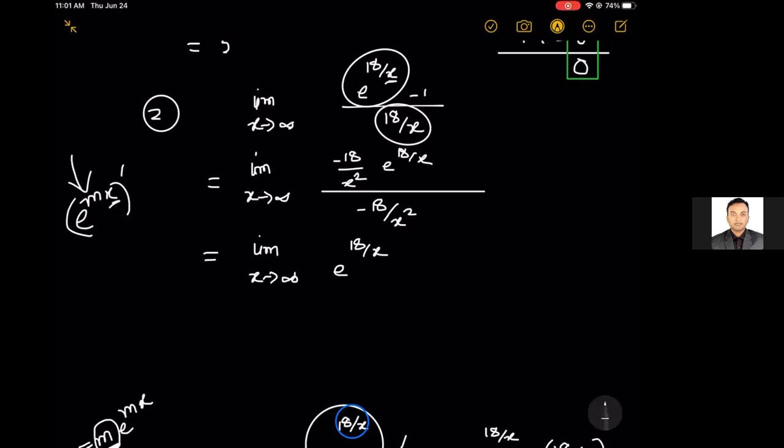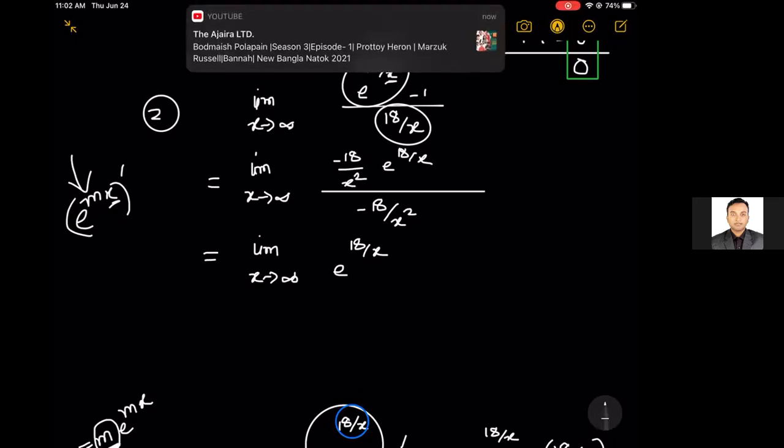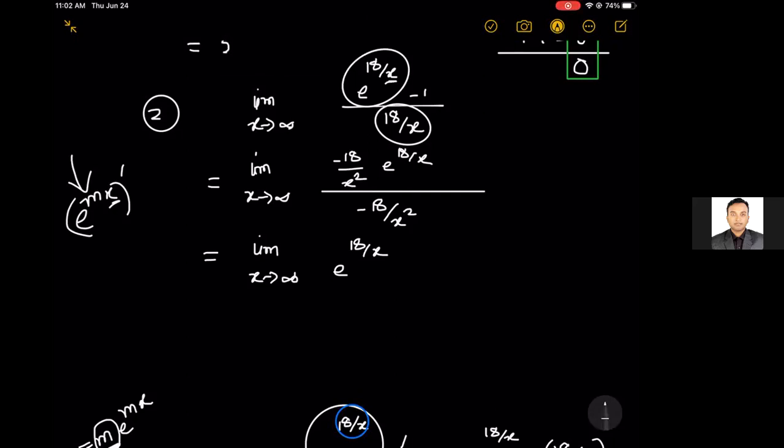Do you agree? Don't trust me, okay? Cross-check it. Do you agree with this in the first place? Yes. Okay, thank you. So now again, obviously we need to plug in the value and check whether we have one of those indeterminate forms or not. And e to the 18 over infinity will be e to the 0, which is 1. So that's our answer.